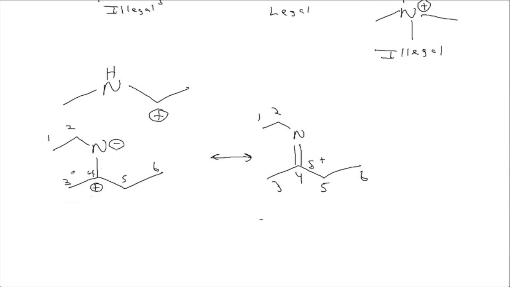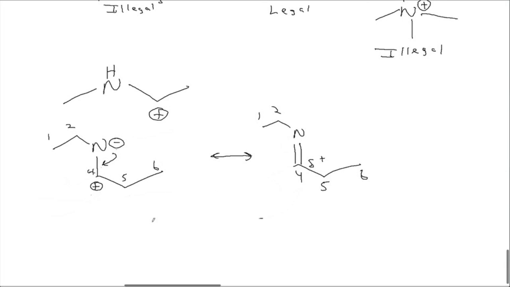Right. In fact, this would have been more interesting if I had done this. What type of carbocation is this? A primary carbocation. So does that mean it's illegal? No, because it's stabilized by resonance. So here, the interesting thing is that the resonance would show us that it's possible to have a primary carbocation here because it's resonance stabilized.